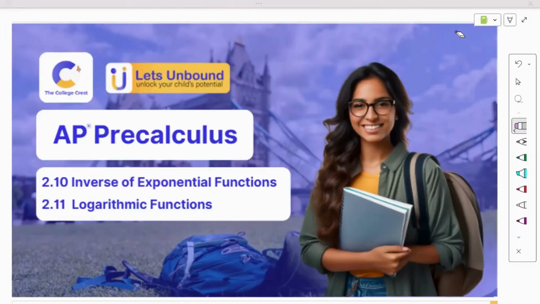So we are in the 10th episode of this particular series, and in this episode I have combined two subunits together, 2.10 and 2.11. So inverse of exponential functions and logarithmic functions. Inverse of exponential is logarithmic, and we will learn the basics and the important key features of logarithmic functions. So let's get into this video.